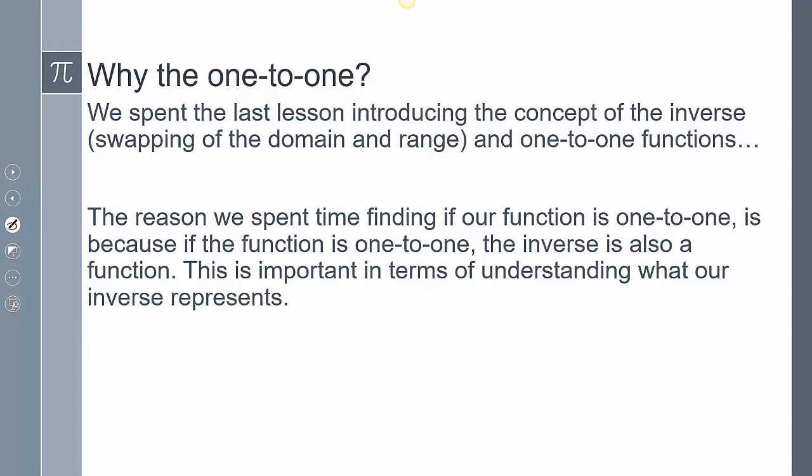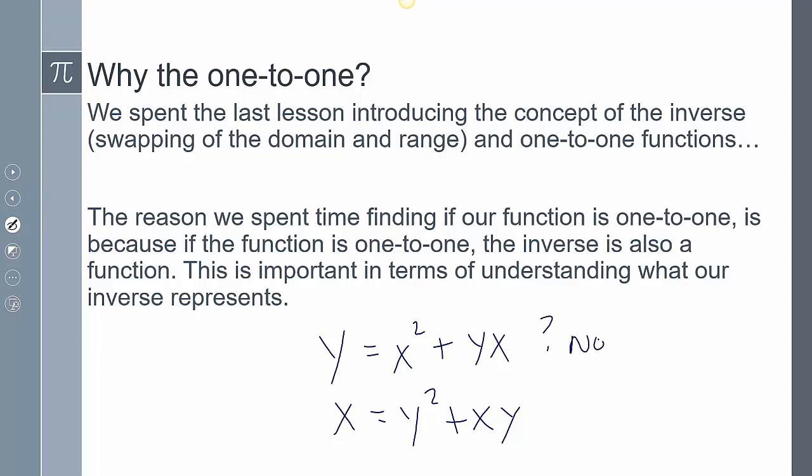Now, we know that any equation that we have could have an inverse. Like if I said y equals x squared plus xy, the inverse equation to this is going to be x equals y squared plus xy. All I did was swap the x's and y's. I swapped the domain and range. But the issue is, this is not a function. Neither is this.